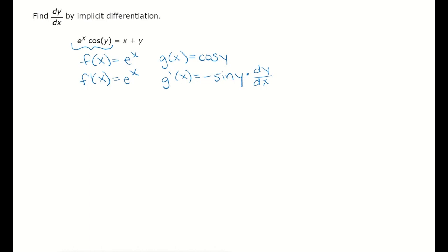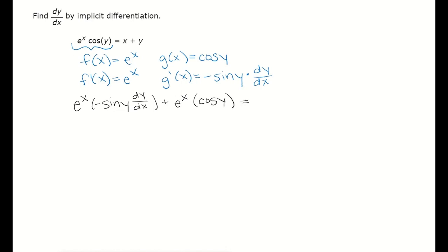So now the product rule says we are essentially cross-multiplying each term by the derivative of the other term. We have f of x, which is e to the x, times the derivative of g, which is parentheses negative sine y times dy, close parentheses, plus the derivative of f, which is e to the x, times g, which is cosine y. Now the left side is done.